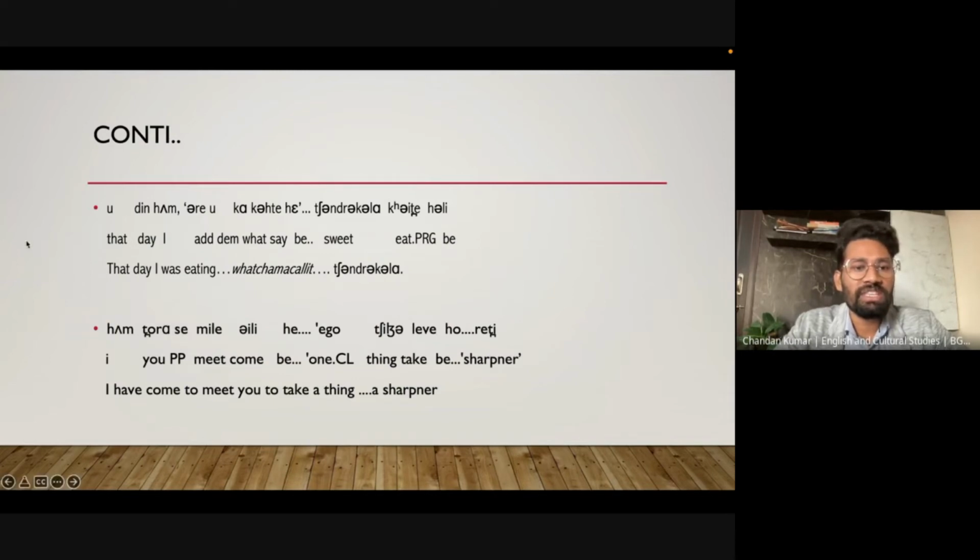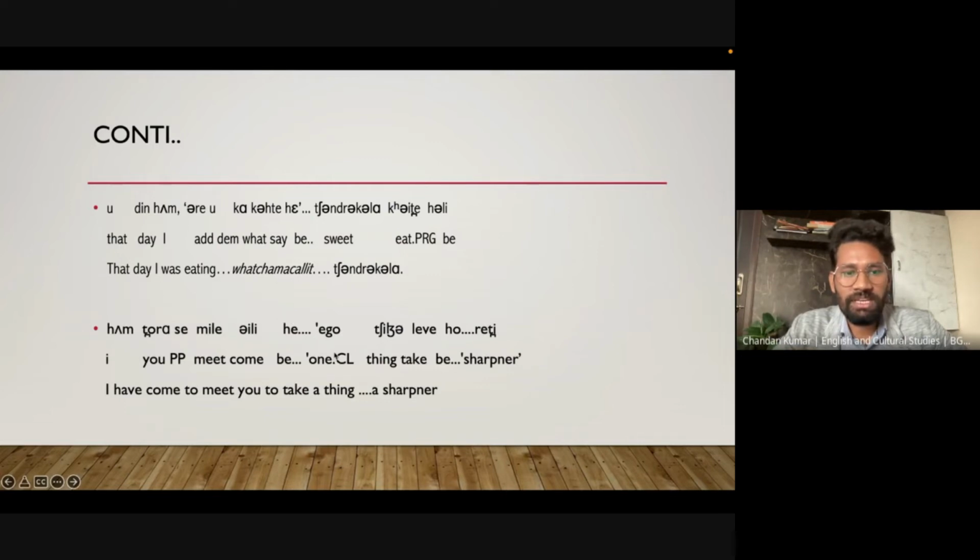So if you say, "Udin hum are ka kahte hain, chandrakala khaite hali." So you see that this chandrakala as a word is an Indian sweet. It should come here. But of course, the speaker is in search of the word. The speaker is using this placeholder, the whole expression phrase as a placeholder, to keep the listener engaged in the conversation.